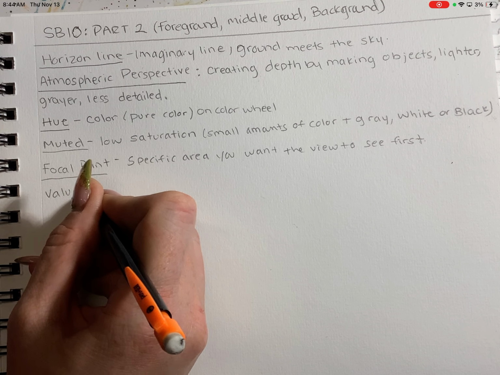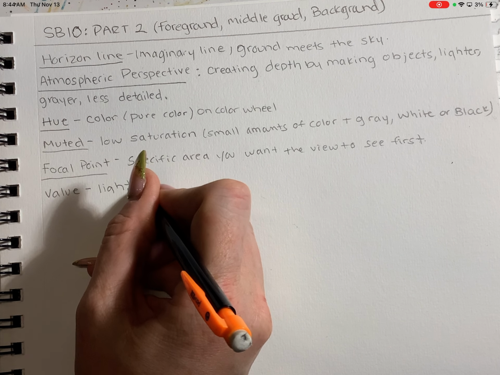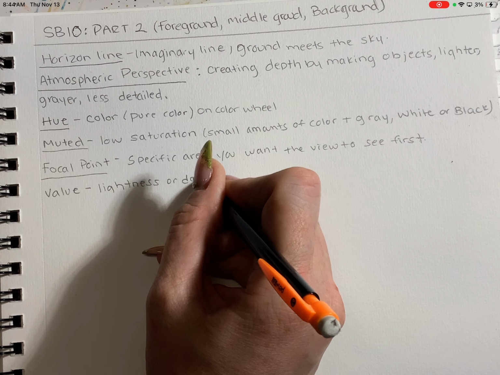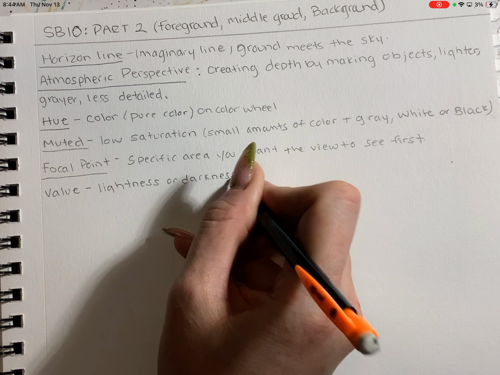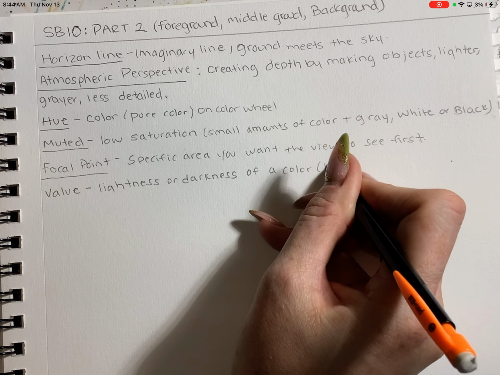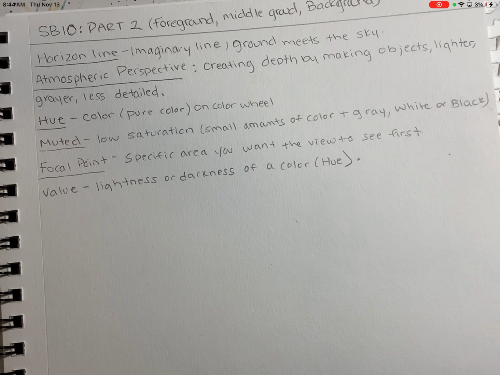Value we should know by now. Lightness or darkness of a color or hue. We'll just put that so we remember.